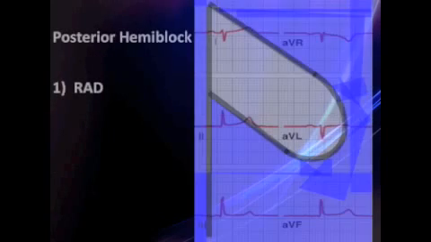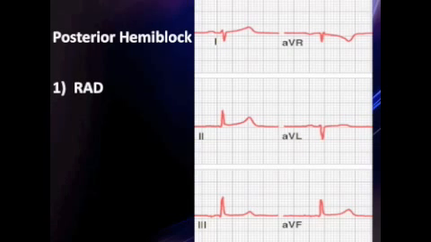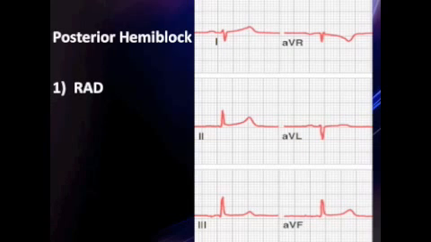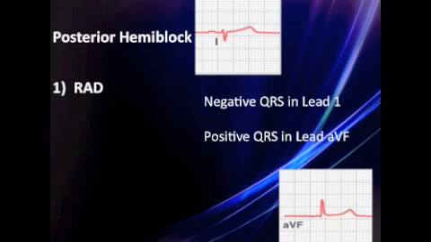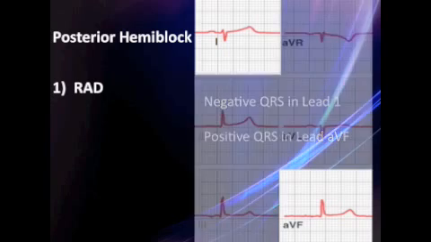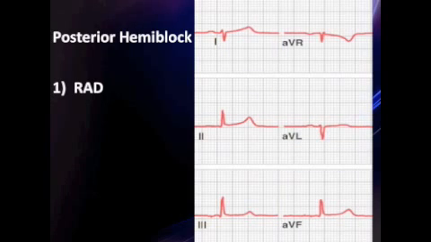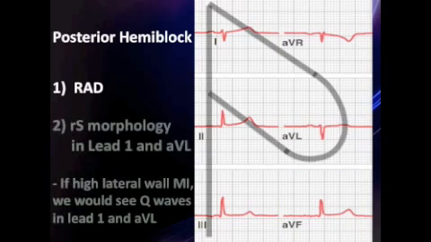Posterior hemiblocks, they're much less common, but just as simple to detect on EKG. Two things. Number one, you must have right axis deviation. Now, not many things cause a right axis deviation, and we'll go over these causes later, but a key point is to make the diagnosis, you must rule out those other causes first. And now, secondly, we have RS morphology in leads 1 and AVL.